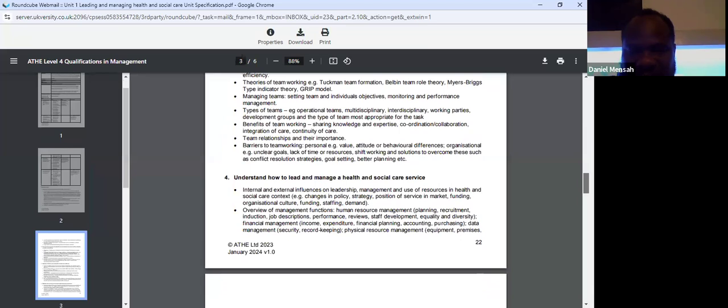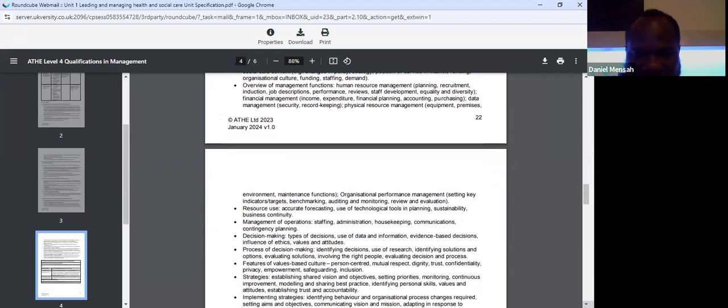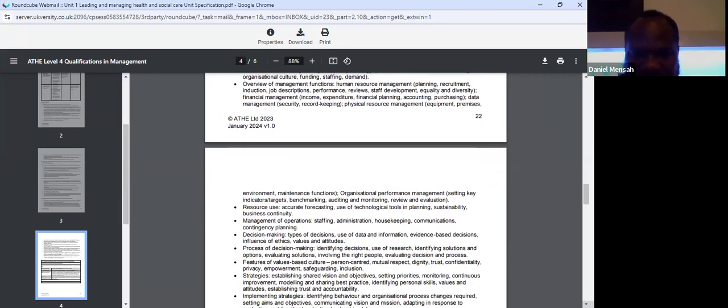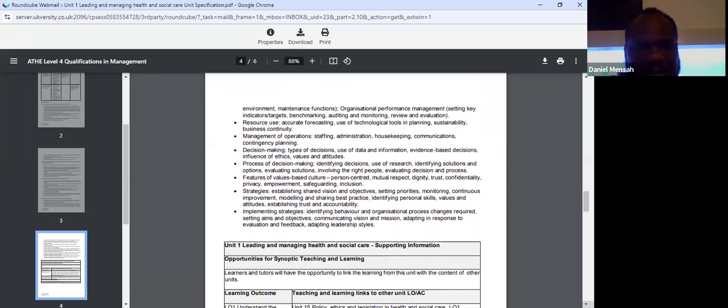So we are saying that to understand how to lead and manage health and social care services, we have the internal and external influences of leadership. We are going to look at the overview of management functions, which are human resource, job description, performance review, staff development, quality and diversity, financial management, and so on. Then we have resource use, accurate forecasting, management of patient staffing, decision making, and meeting strategies. Those are things you are going to look into today. Right, guys?